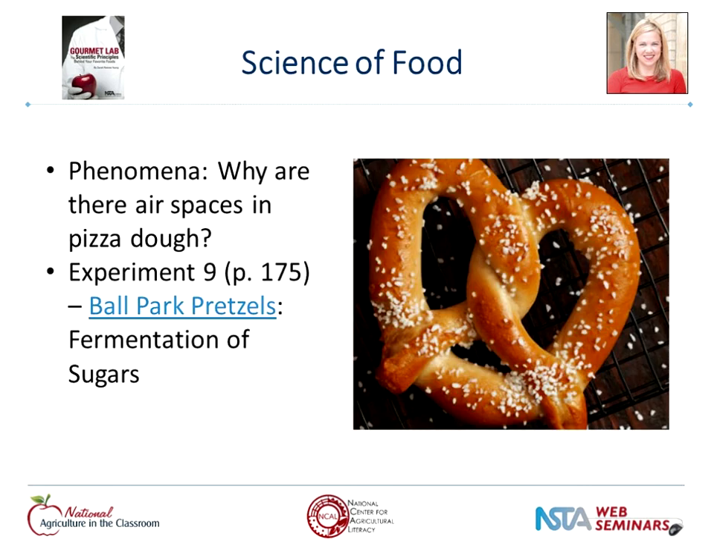So for ballpark pretzels, the phenomenon we're investigating here is really why are there air spaces in pizza dough? And so really linking back to the phenomenon of the flabby pizza, it's a very similar discussion in regards to looking at fermentation of sugars, air pockets, how those are created, and how that creates a different texture in regards to this particular lab.